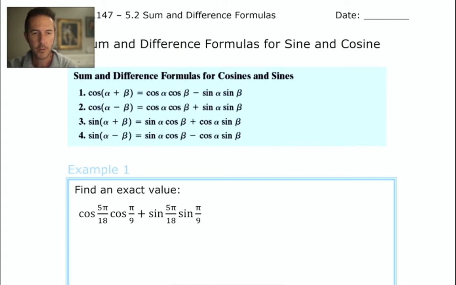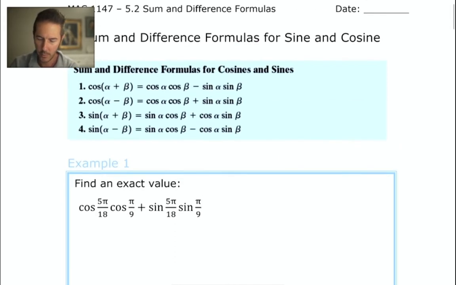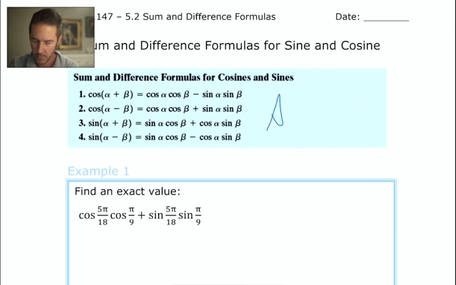What I'd like to do is use a sum or difference formula to find the exact value of the expression in example 1. You'll notice that this says cosine, cosine plus sine, sine. So I'm looking up into this blue box for a right-hand side of an equation that says cosine, cosine plus sine, sine. And I've spotted it. It's the second one here, cosine, cosine plus sine, sine.